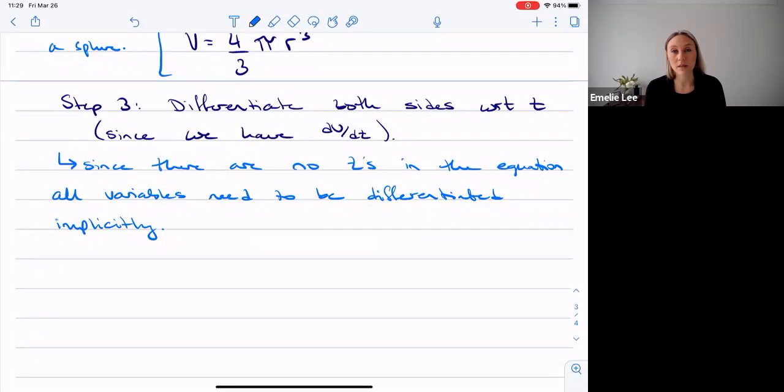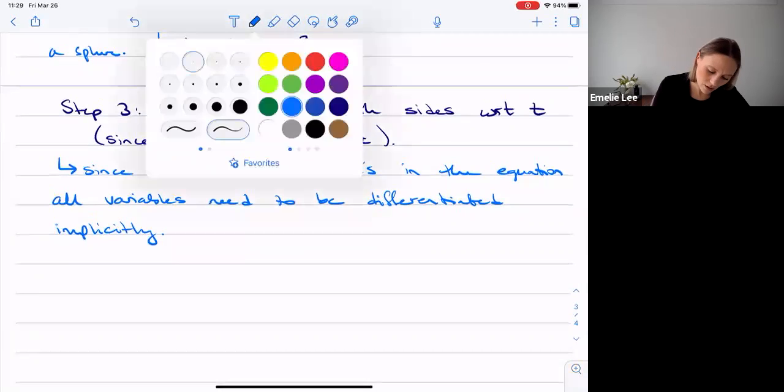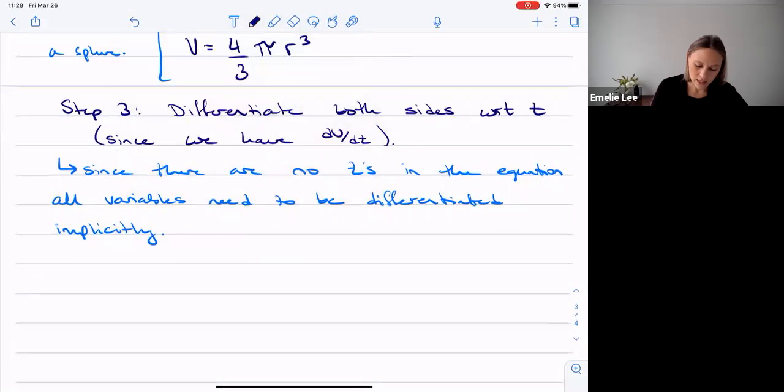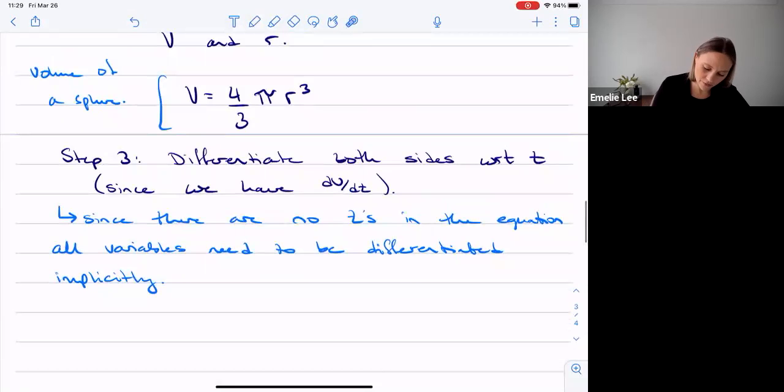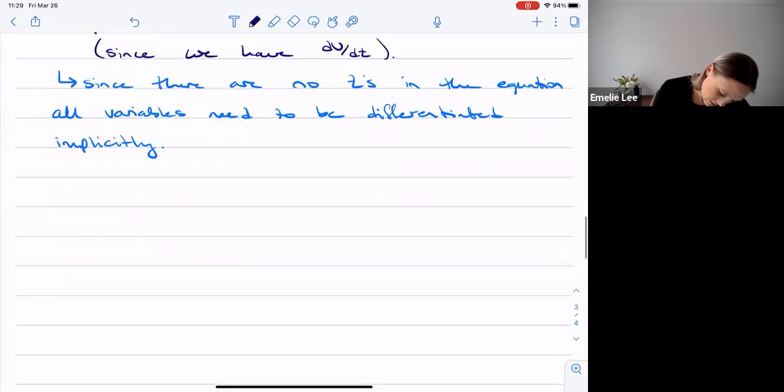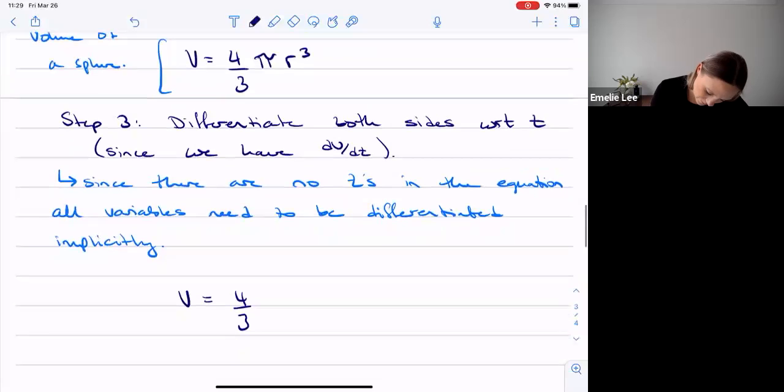And that's going to be the case for, I want to say, all of these questions. They'll always just be implicit differentiation. So if I differentiate V, oh, how about I'll write out this equation again. V equals 4/3 pi r cubed.